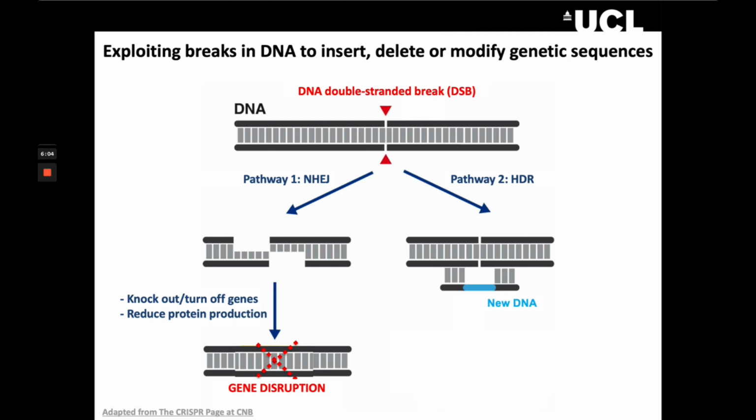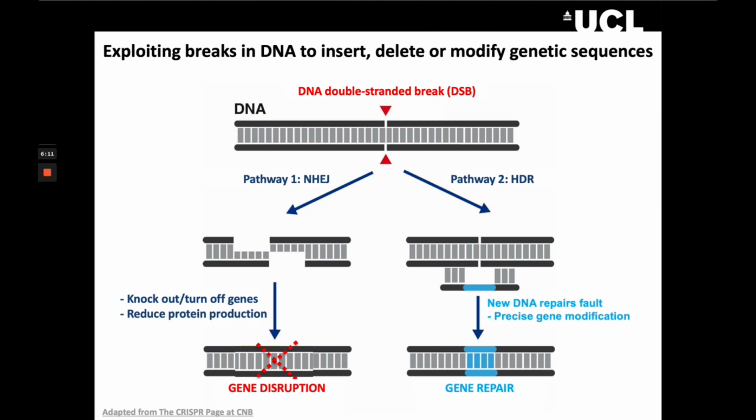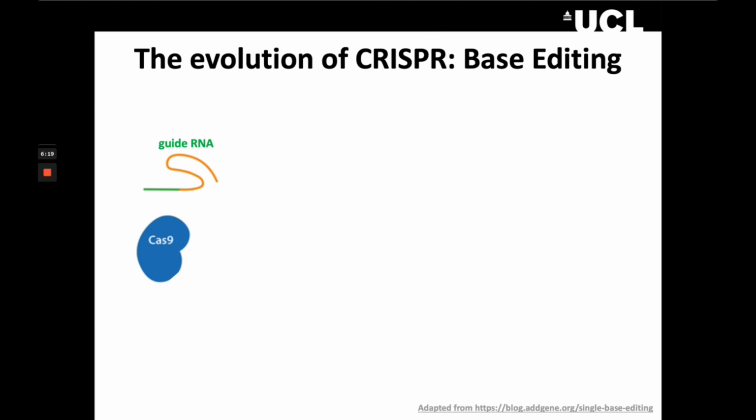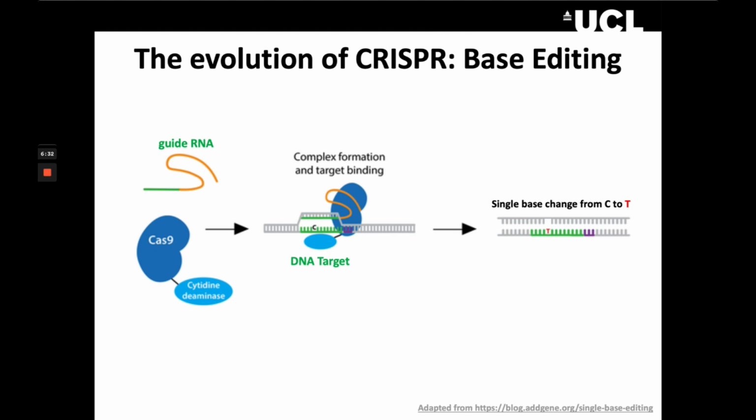Conversely, in the second pathway, Cas makes the cut, and at the same time, we provide a new piece of DNA to patch and repair the gene sequence. This way, we can introduce a precise gene modification. Moreover, the CRISPR-Cas system has now evolved to allow what we call base editing. So with slight modification to the Cas enzyme, we can now precisely substitute a specific DNA base. Now in this example, we have swapped the DNA base from a C to a T, much like the find and replace function you can use in a Word document.